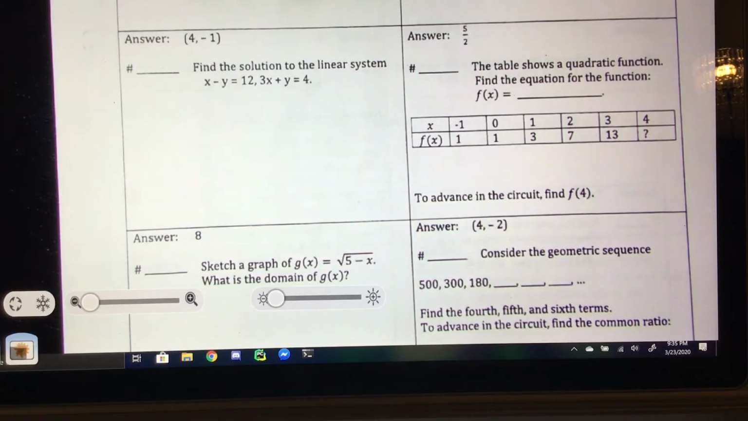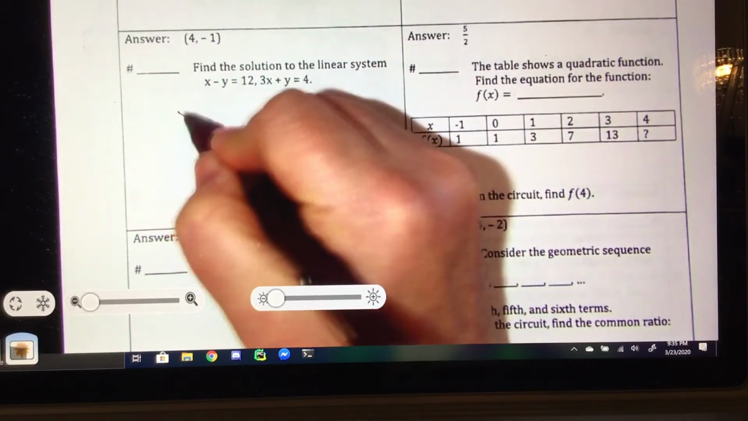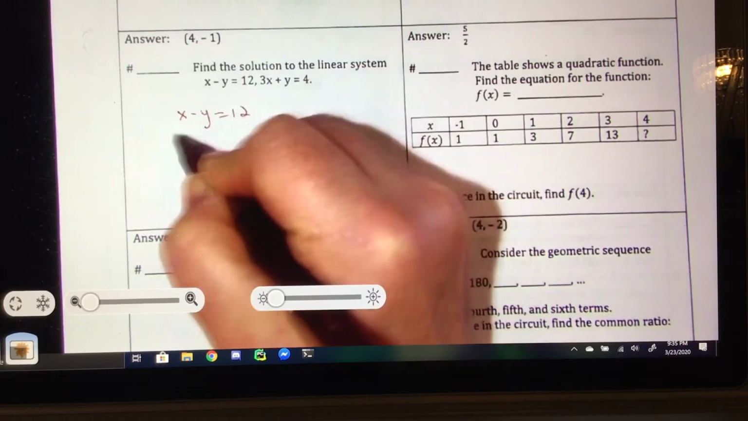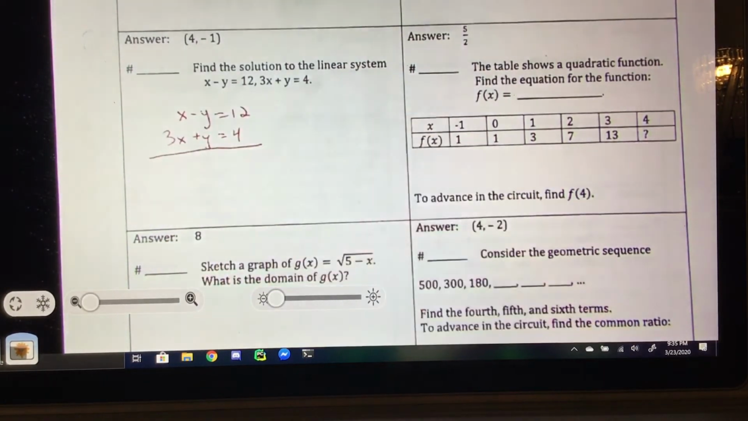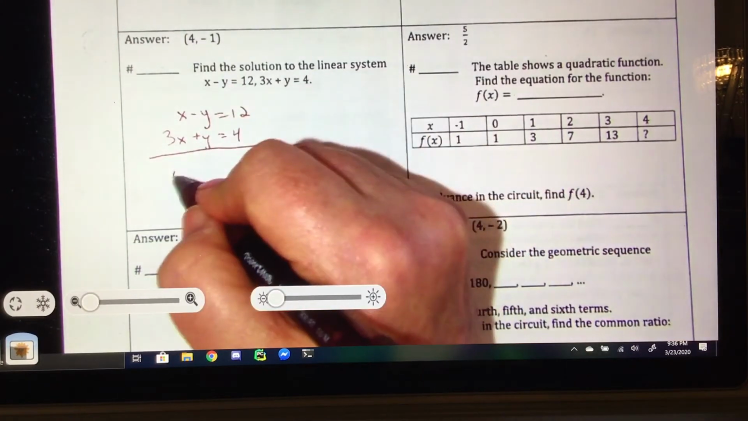Find the solution to the linear system. Oh, we did one of these as a bell ringer. So x minus y equals 12, 3x plus y equals 4. Add them together to get your x, plug it back in and get your y. Okay, so if I added them together, I'd get 4x.